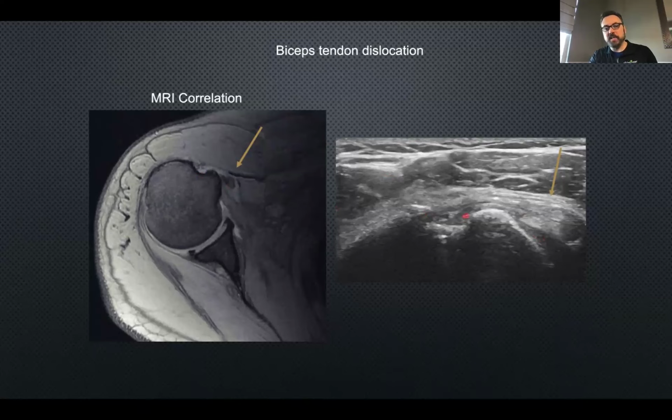In terms of biceps tendon dislocations, I've seen these a couple times, and I do know they can go and they could sit right here, which is probably the best case scenario.